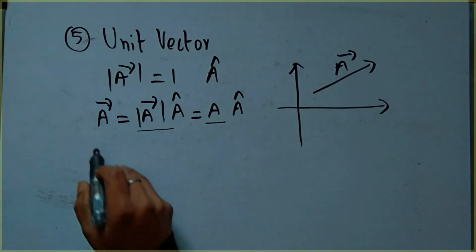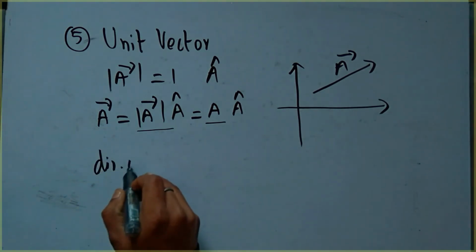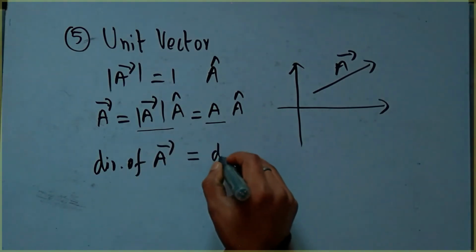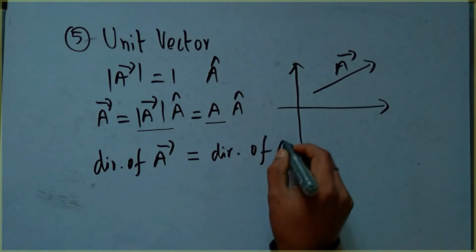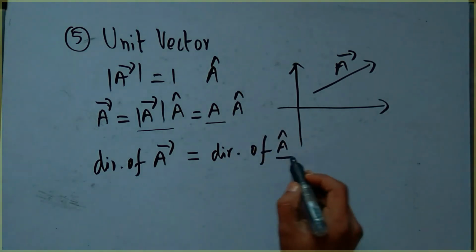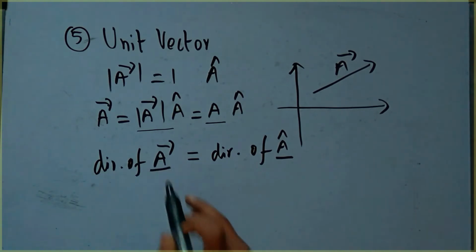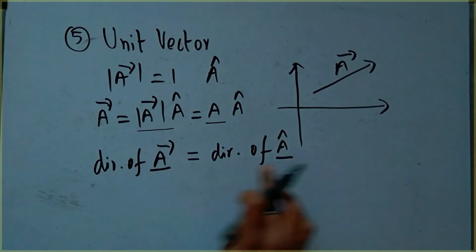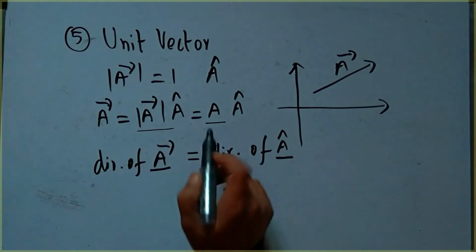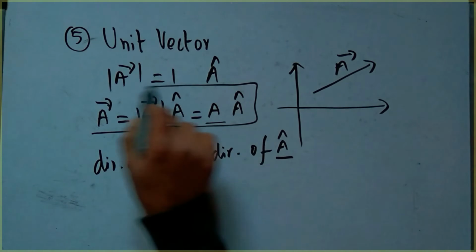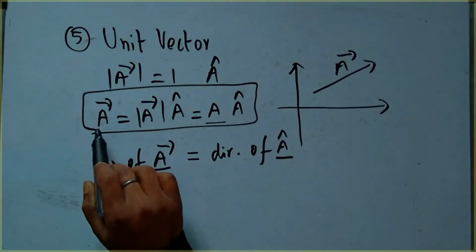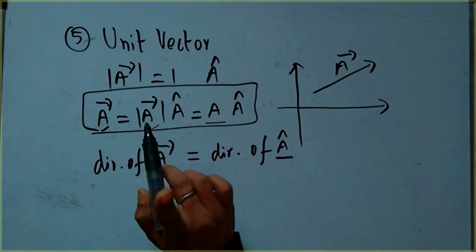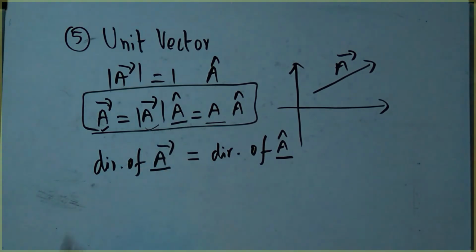We also know the direction of vector A is equal to the direction of A cap, whereas this is the unit vector and this is the vector itself. The direction of the vector and the unit vector is the same. That's why we can write this equation, because the vector is simply equal to its magnitude times A cap.